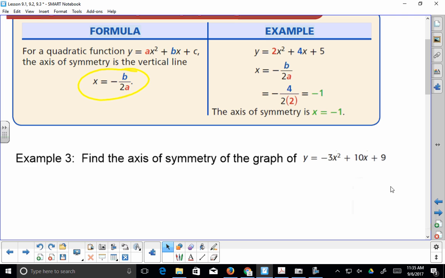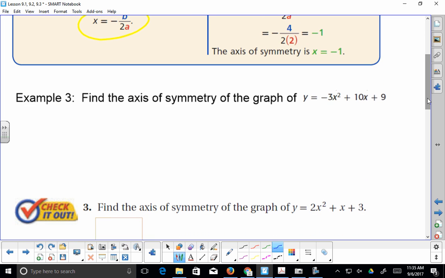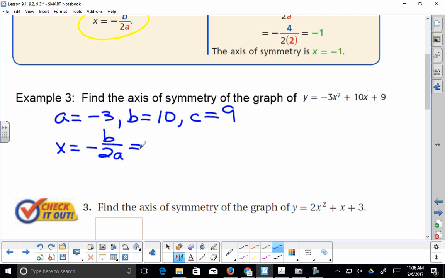So when you're doing these, one of the things you should do is identify A, B, and C to start with to help you, because that'll help you also when we start graphing them. Okay? So A is negative 3, B is 10, C is 9. All right? They all have their purpose. So to find that axis of symmetry, x equals negative b over 2a. So we have the negative sign, 10 goes in the numerator, 2 times negative 3 in the denominator.